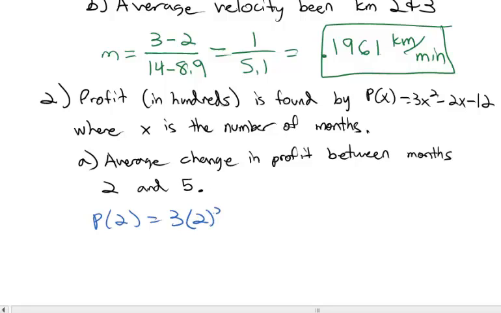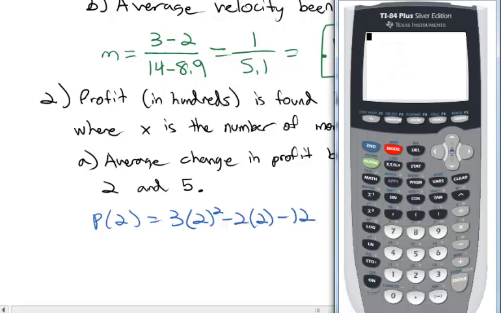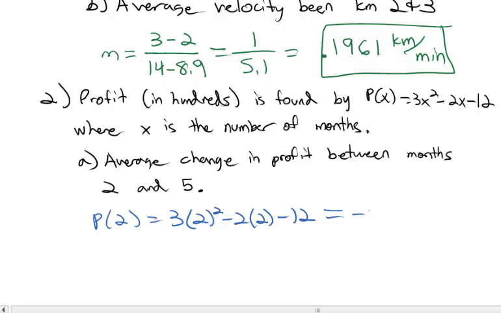3 times 2 squared minus 2 times 2 minus 12. Our calculators can quickly calculate this by just typing it in like it looks. 3 times 2 squared minus 2 times 2 minus 12 is negative 4. Negative 4. We're losing money there.